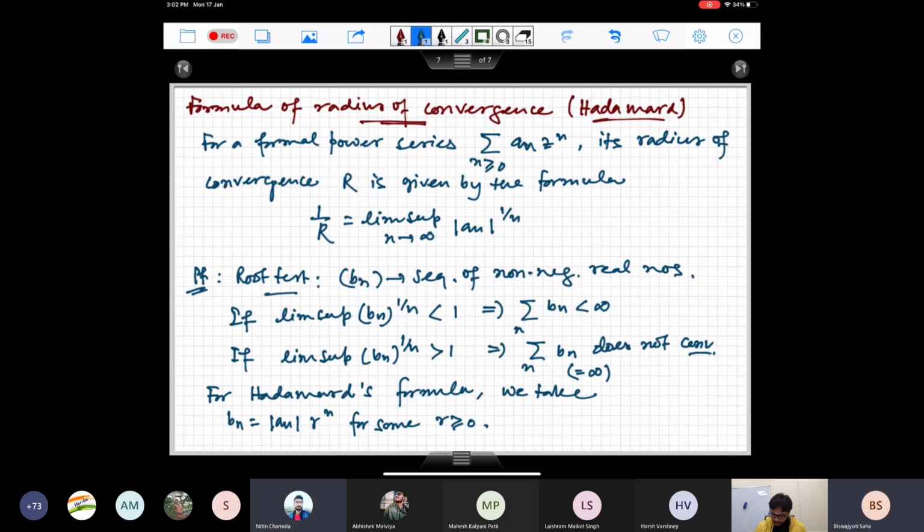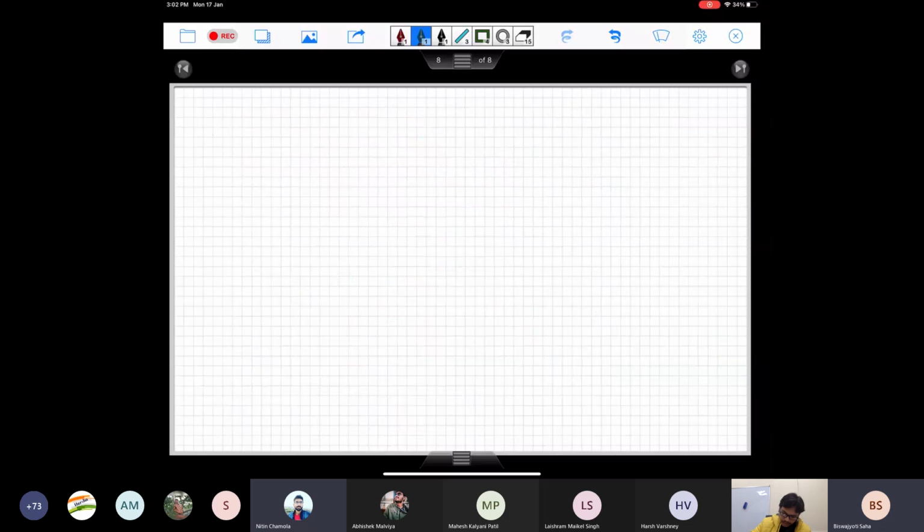Okay, so I'm choosing this Bn over here, and now if I apply our theorem, then what do I get? Then we get that if mod of an r power n whole power 1 over n is less than 1. Sorry, I should have written limsup.